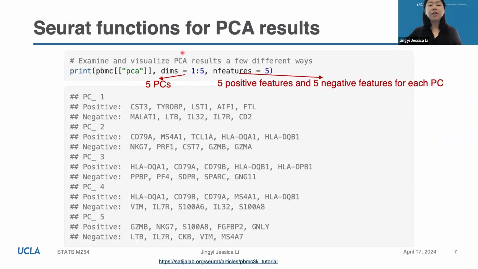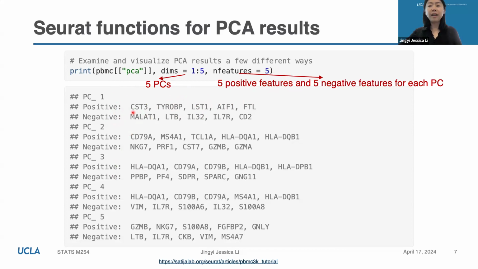But you have two things to specify. One is how many PCs you want to output. Here it's 5. And then how many top features, top in terms of the absolute value of the loading, do you want to output for the positive loadings and negative loadings for each PC? Here it's set to be 5. Then for each PC, the genes with the top 5 positive loadings are reported. Also, the genes with the top 5 negative loadings. So it's just for your interpretation.